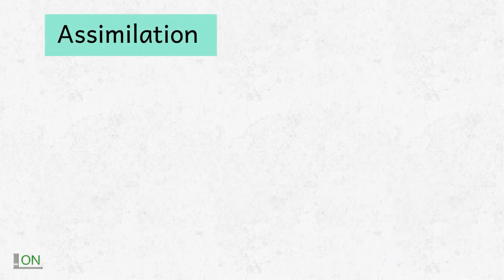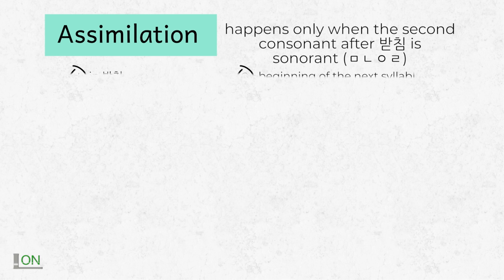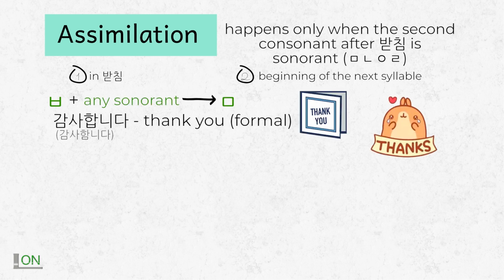Let's look at some rules. One, in 받침, there isn't a sonorant letter, but some other consonants, but at the beginning of the next syllable are going to be sonorant. Let's look at some examples when in 받침 there isn't a sonorant consonant, but at the beginning of the next syllable are gonna be sonorant consonants. ㅂ plus any sonorant will be m. The word for thank you formally will be written as 감사합니다, but we of course pronounce it as 감사함니다.